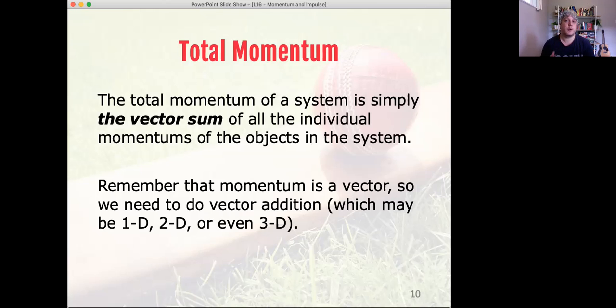So if you have two momentums that are pointing in the same direction, that's easy, add them together. But if they're pointing in different directions, then you need to think about vector addition, and you're going to be using Pythagoras and SOHCAHTOA and all of that.